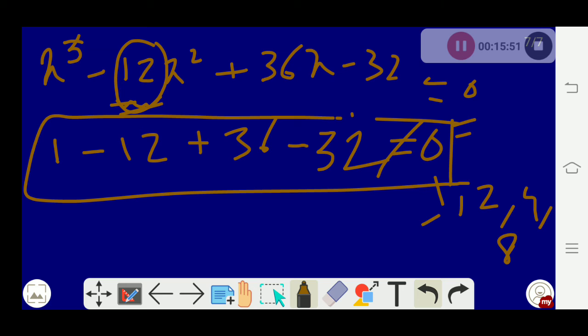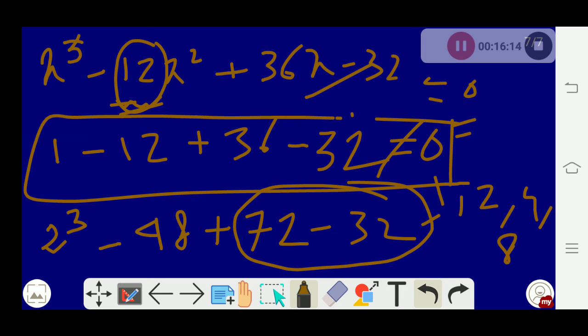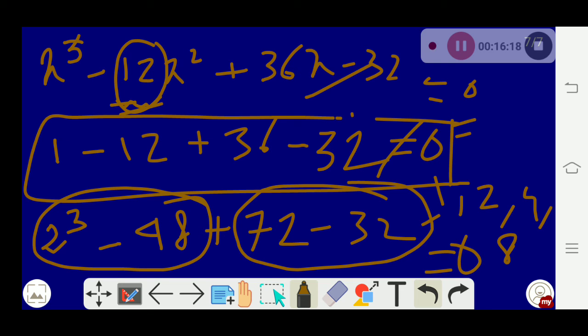Now put 2. 2 to the power 3 is 8. 2 square is 4. It's 48. If you put 2, it's 72 minus 32. So check. Yeah, this will give you 40 and this will give you minus 40. So it becomes 0. So yeah, 2 is a solution, it's proved. Let's go to the next page.